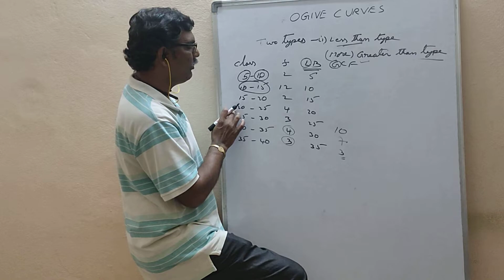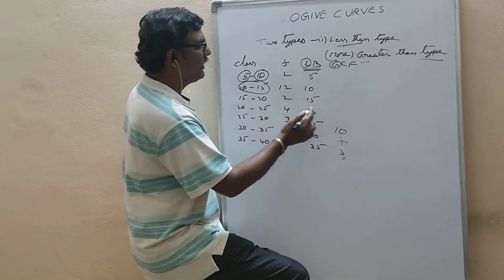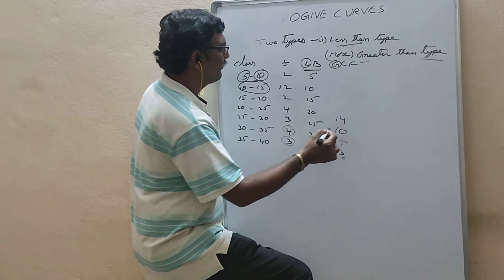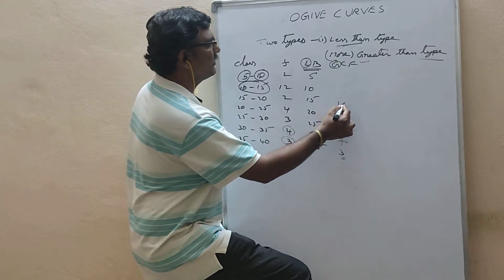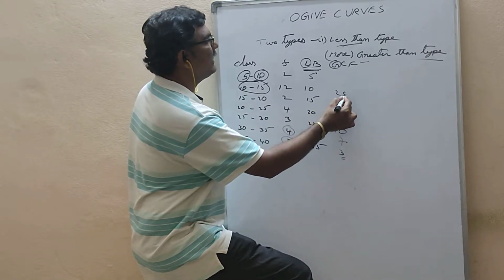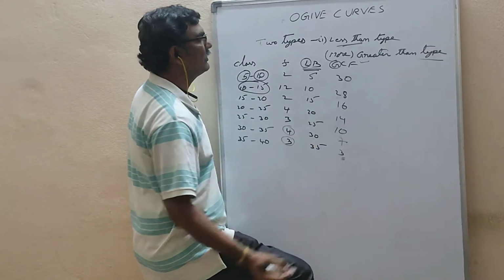More than 20, how many members are there? Means 14. Next again 16. Next again 28. Again 30.